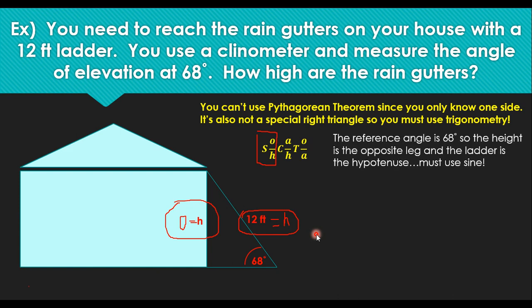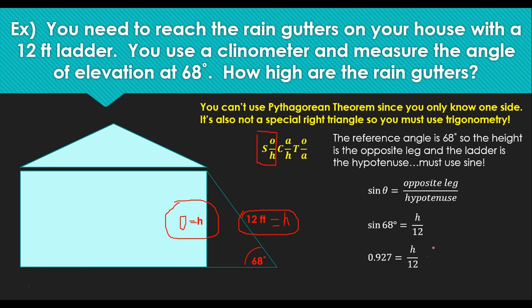So we plug this in. Sine of theta is opposite over hypotenuse. Sine of 68 degrees is going to equal my opposite leg, or H, over my hypotenuse, which is 12. Then you use your calculators and figure out what sine of 68 degrees gives you, and that is 0.927. Now we're stuck here. This is just a one-step equation. Multiply both sides by 12.